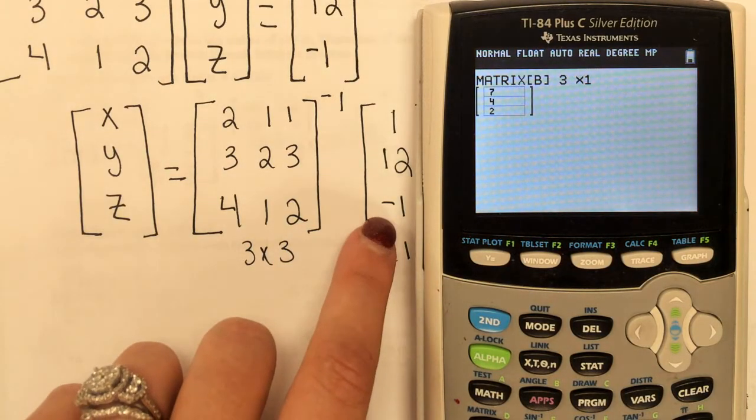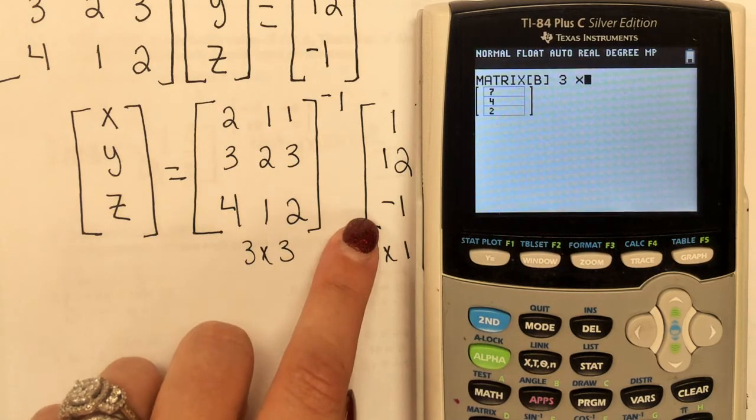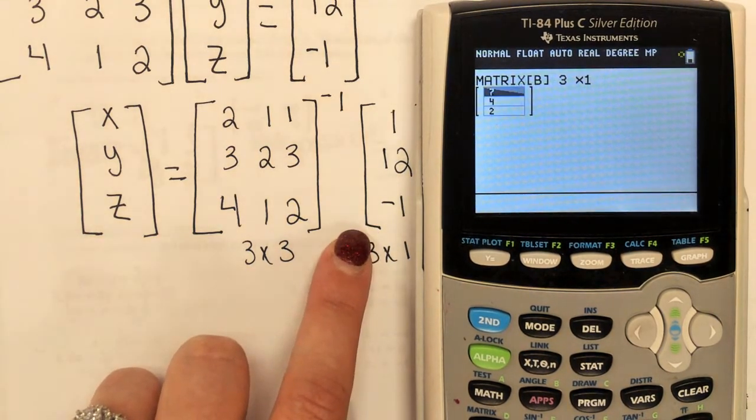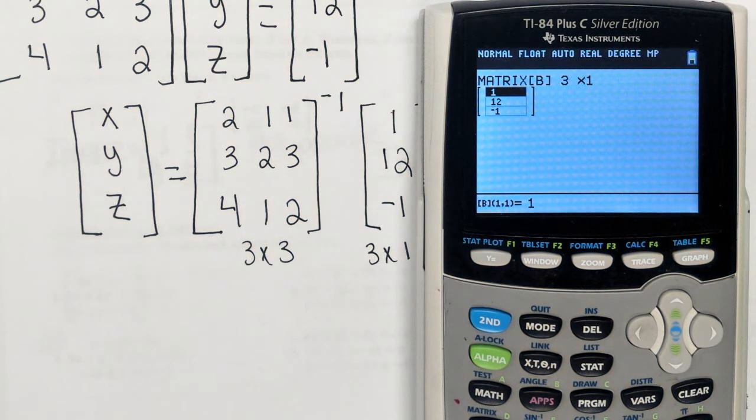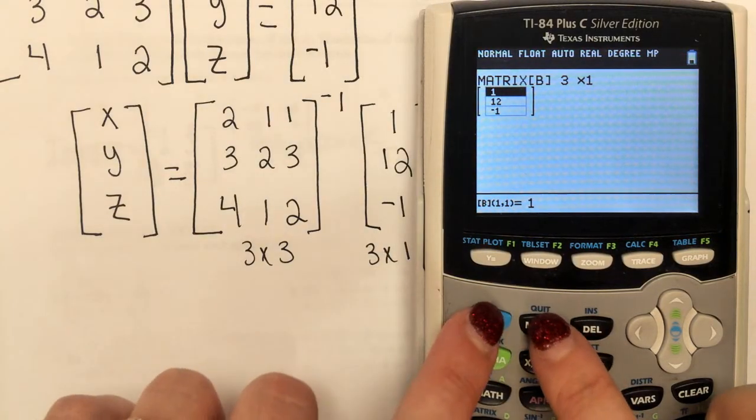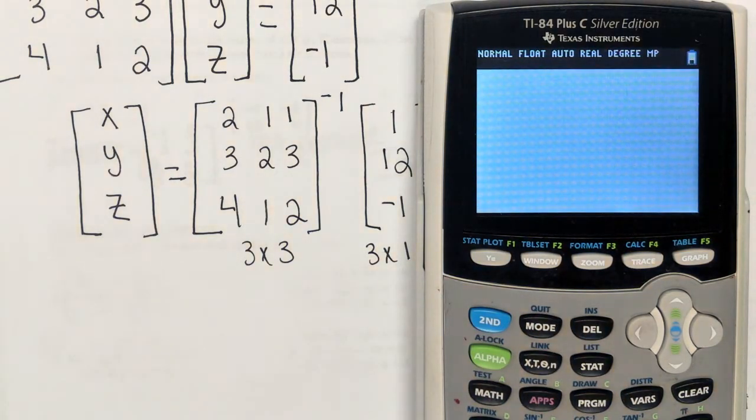And what's the size of this guy? 3 by 1. There you go. Type those numbers in. All right, then we're done editing. So once we're done editing, then we hit second quit. Y'all okay so far? Anybody need a minute?